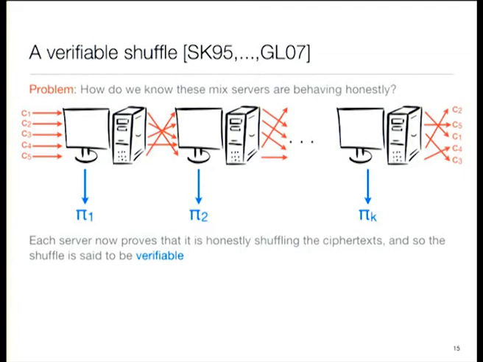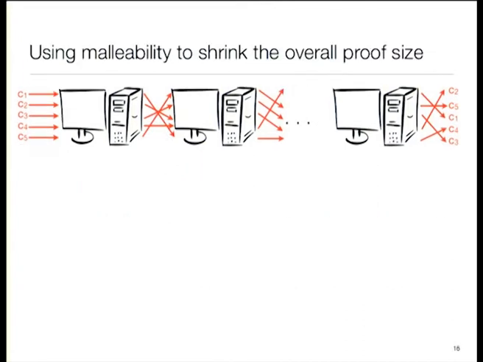All right, so one new problem is that there are k proofs up here. So the size of the overall proofs that the user has to check is seemingly necessarily growing with the number of mix servers. All right, so as you may have guessed at this point in the talk, the way we're going to solve this problem is using malleability.